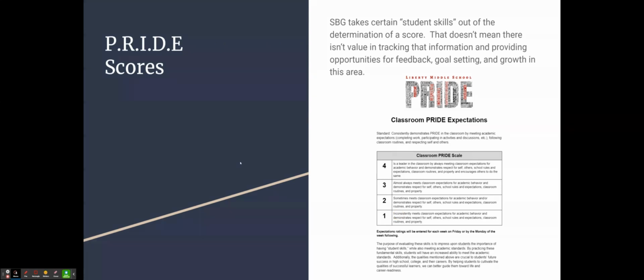One other key component of our system is our PRIDE scores. So anybody who's spent any time at Liberty knows that we use the acronym PRIDE. PRIDE stands for Positive, Respectful Individuals Who Demonstrate Excellence. And so we know that when we take homework out of the mix, a lot of people are worried that, okay, well, students won't do that. And so what we want to do is we still want to give a score for the academic behavior that students have. What we want to do though is take it out of their academic score.